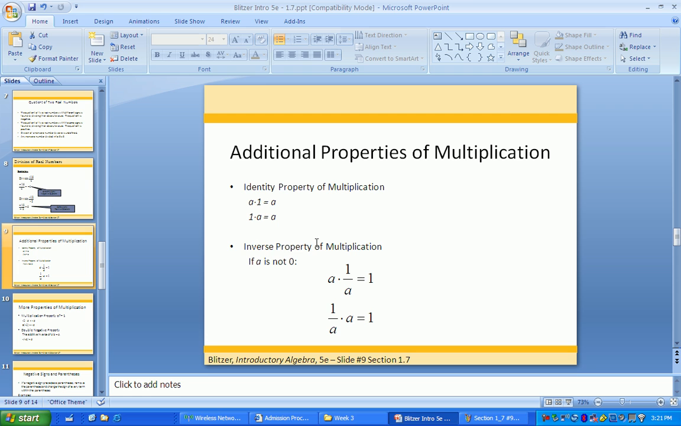The inverse property of multiplication, which can only apply if A is not equal to 0, is A times the inverse of A is equal to 1, because the A on top cancels with the A on bottom, and we know that 1 divided by 1 is equal to 1. Similarly, if we have 1 divided by A times A, again the A on top and A on bottom cancel to equal 1. So these are really good properties to remember. We'll be using these over and over again throughout our college career in math.